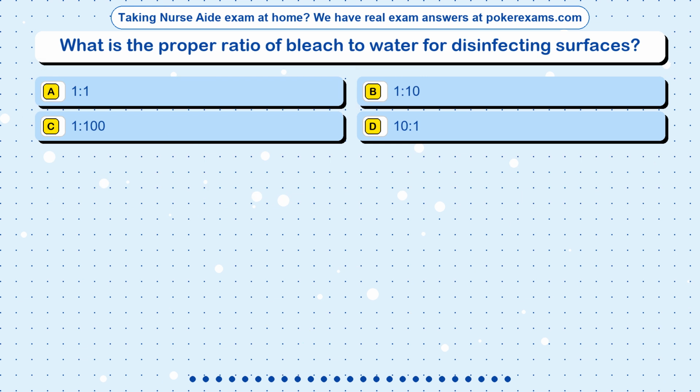Question 13. What is the proper ratio of bleach to water for disinfecting surfaces? Option A. 1:1. Option B. 1:10. Option C. 1:100. Option D. 10:1.